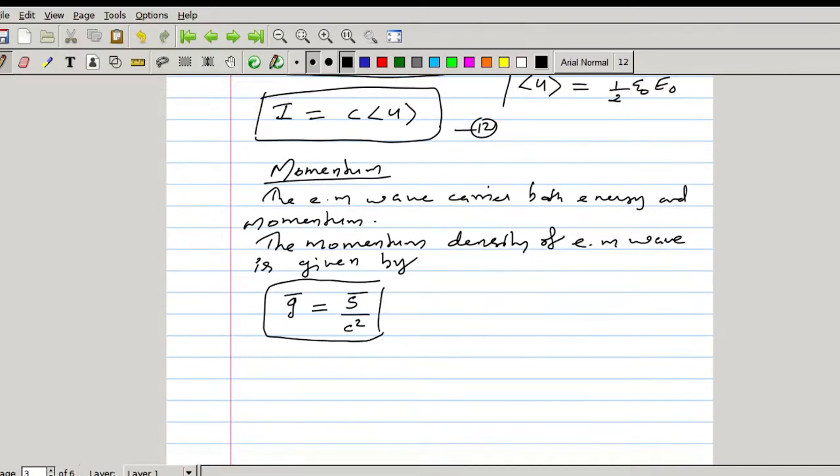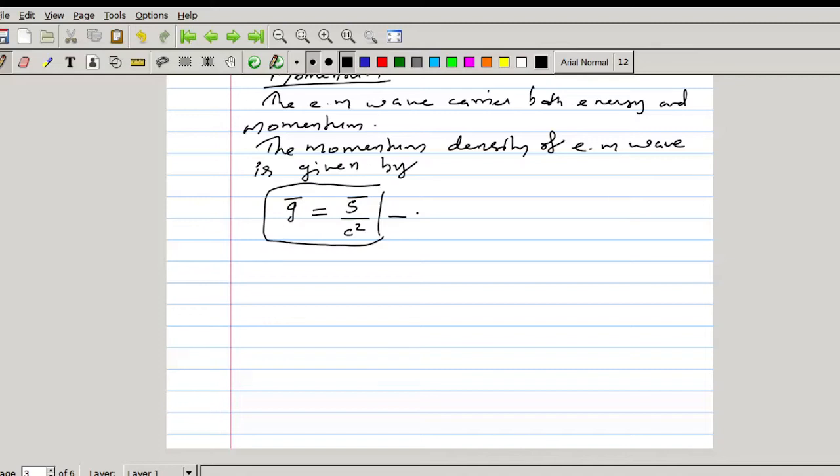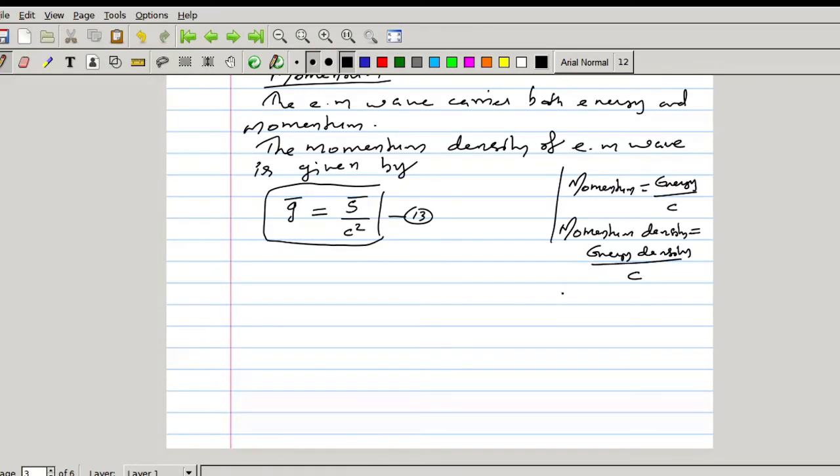I am taking this as equation number 13. Actually, energy is momentum into the velocity of light, so momentum is energy by C. Naturally, momentum density will be energy density by C. The energy density is a scalar quantity, so this G will be the magnitude of the momentum density: G equals U by C.